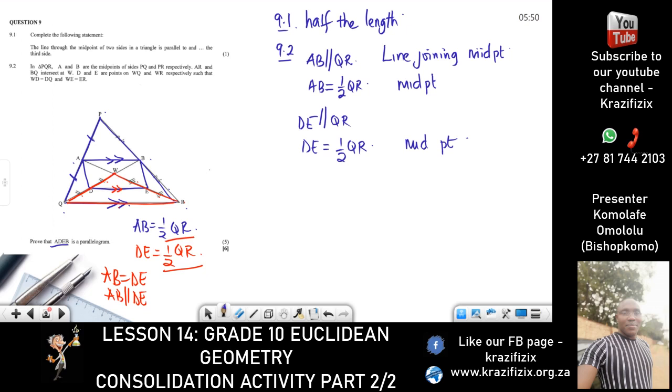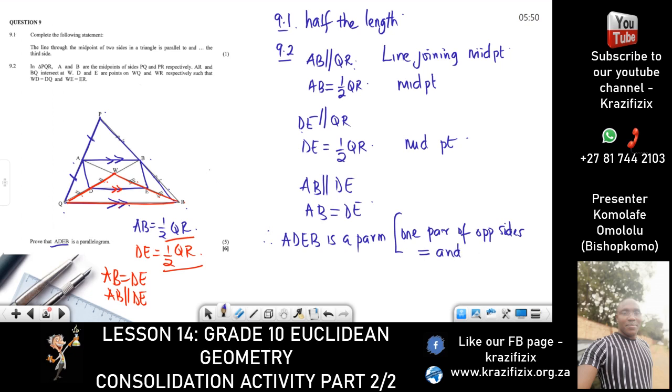So what do you notice? Since AB is parallel to QR and DE is parallel to QR, it therefore means AB is parallel to DE and AB is also equal to DE. Therefore, ADEB is a parallelogram. And what are we going to say? One pair of opposite sides equal and parallel. That's the reason. I hope this consolidation quickly brings together all your properties, especially let your mind roam around the midpoint theorem once you see a triangle and lines in between them. Goodbye.